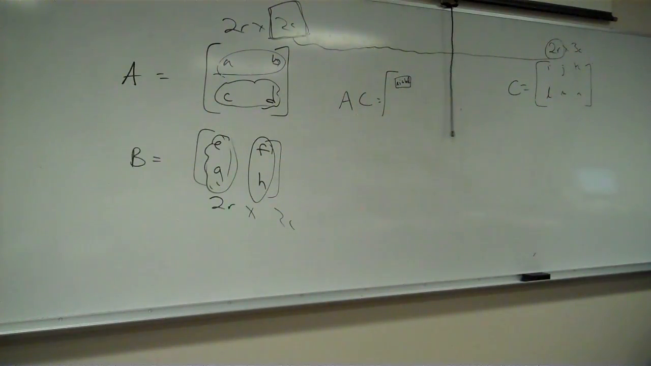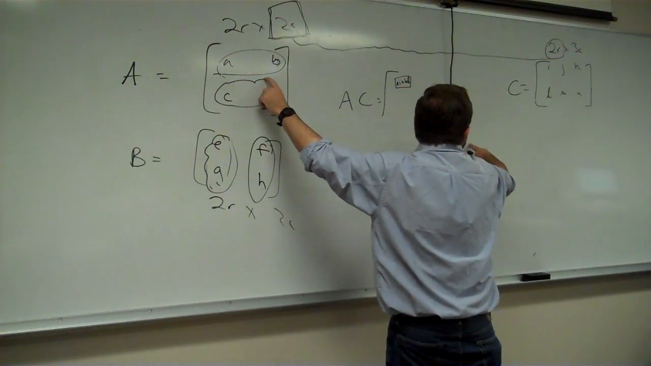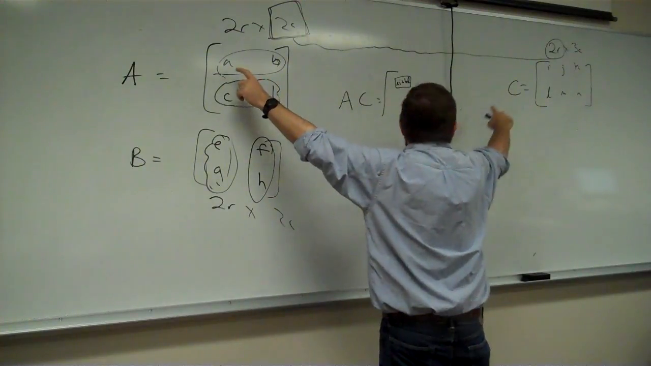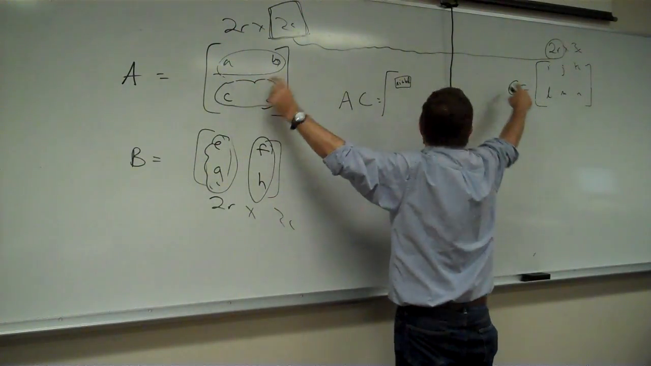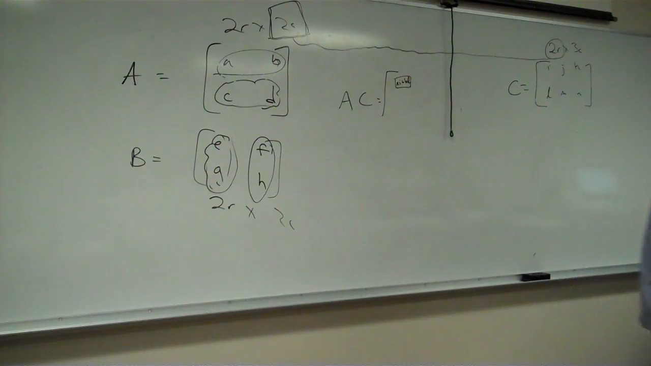The number of rows in the first one has to be the number of columns in the second one. So that doesn't work. No, wait a minute, hold on. Number of columns in the first one. Yeah, that's right. Yes, the number of columns in the first one has to match the number of rows in the second one. That makes sense.